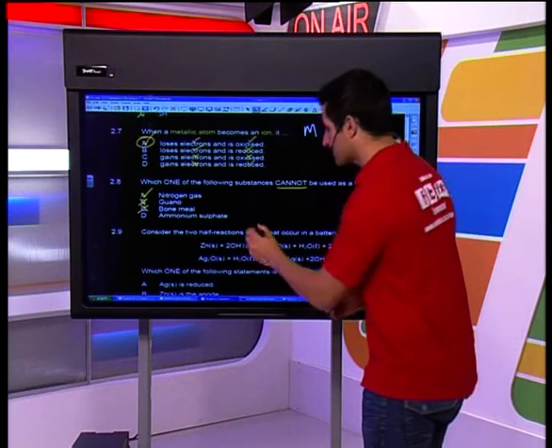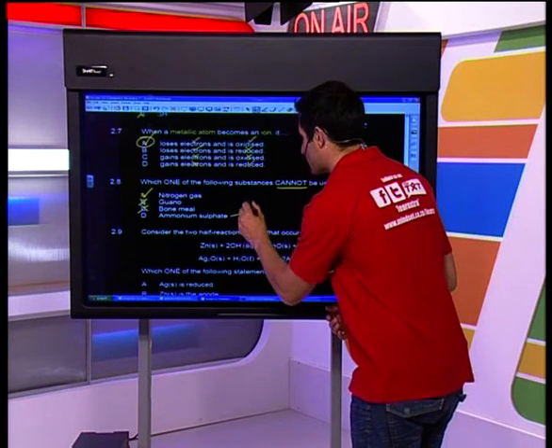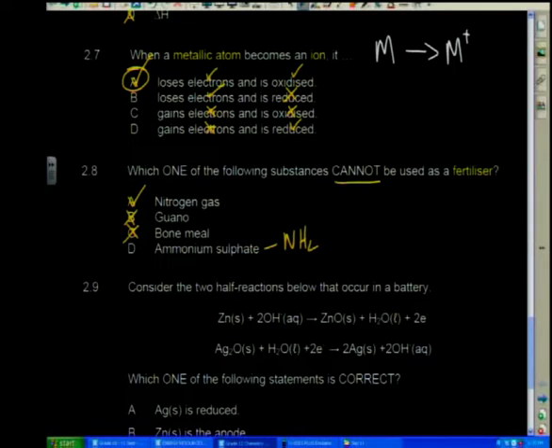Ammonium sulfate, let's just take a look. Now, ammonium sulfate has got that NH4. There we go. There are two of them. Here's your formula. You should know this already.